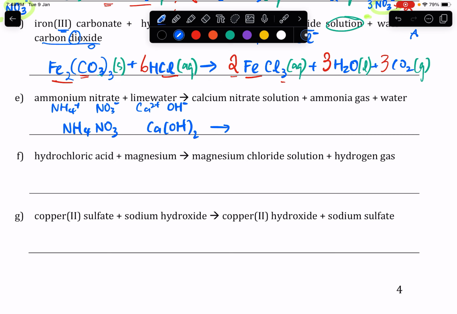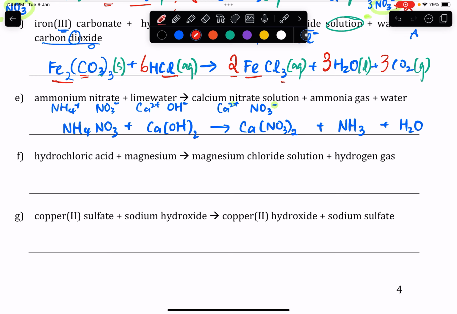Calcium nitrate, calcium is group 2, Ca2 plus, nitrate NO3 minus. So not balanced yet, I need to times 2 to the nitrate. So calcium nitrate is Ca(NO3)2. Ammonia gas, NH3, water, H2O.